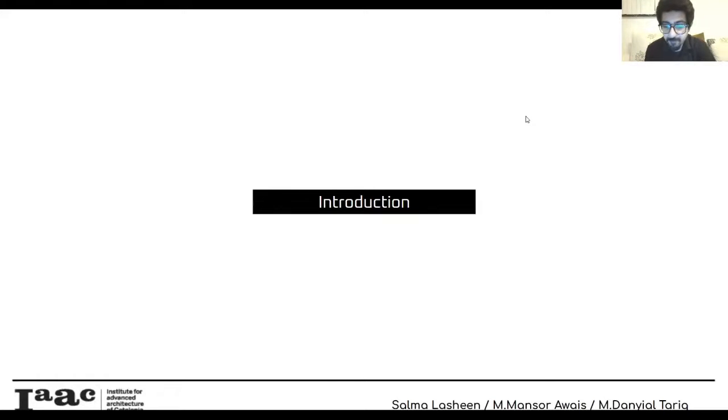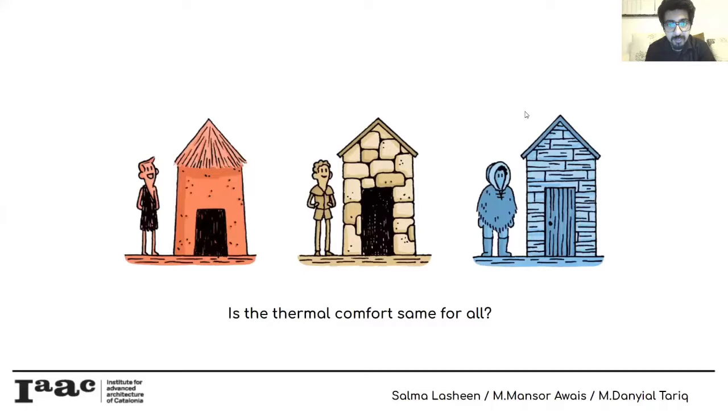Okay, so starting from the introduction, you can see the image in which we can see different contexts. The question here is: is thermal comfort the same for all people? For example, if the person on the right is given the context of the person on the left at the same temperature, will they be feeling the same comfort level?